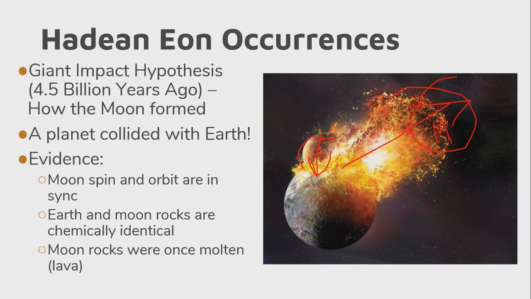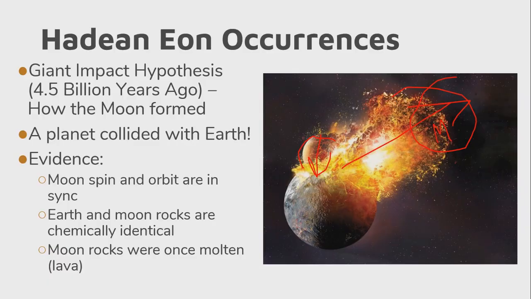All right, some of the evidence of this occurring, why we think this occurred, is that the moon's spin and its orbit are pretty much in sync. So we're always looking at the same side of the moon. And if you think about it, if the moon was made of Earth's initial rotation, that's how it would work, basically.